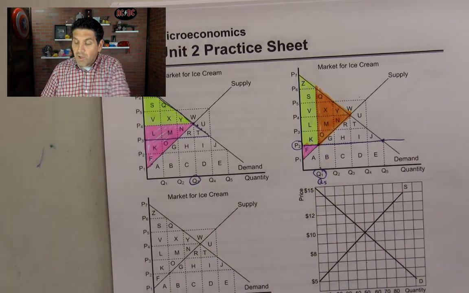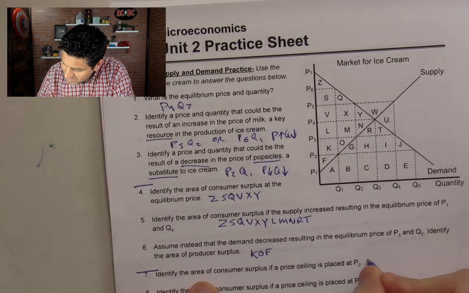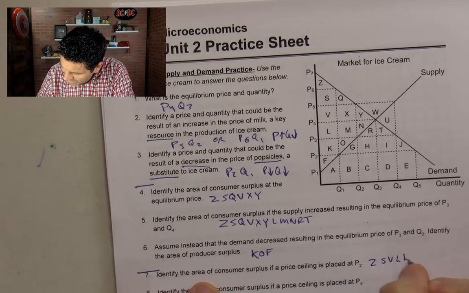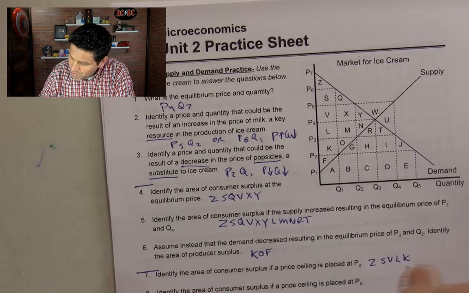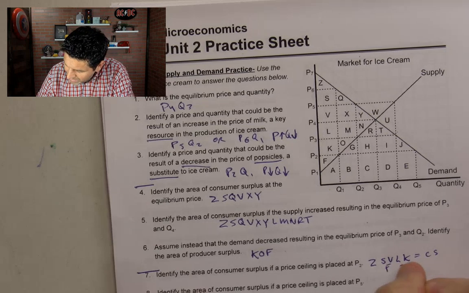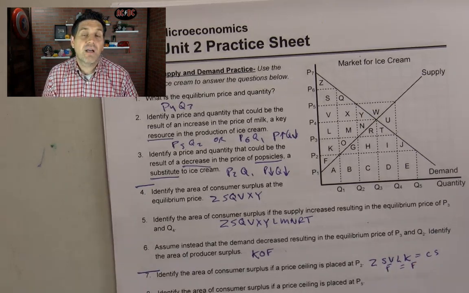Now, going back to the question, identify the area of consumer surplus for a price ceiling. If the price ceiling is at P2, it is Z, S, V, L, and K. And that's the consumer surplus. For the producer surplus, might as well just write it down. Producer surplus is F, and then we can also identify the deadweight loss if we wanted to, but it didn't ask that.